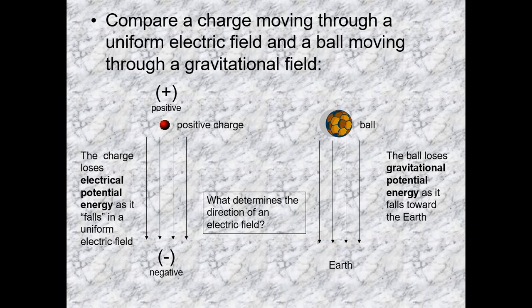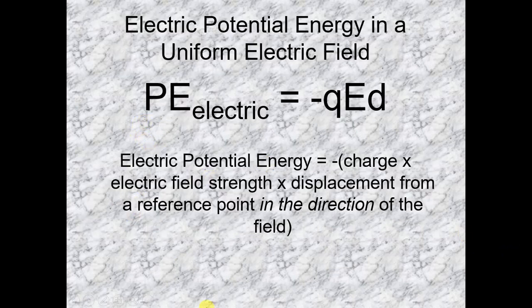Compare a charge moving through a uniform electric field and a ball moving through a gravitational field. The positive charge loses electric potential energy as it falls in the uniform electric field. When the ball loses gravitational potential energy as it falls toward the earth, it goes downwards. This is the uniform gravitational field and this is the uniform electric field.